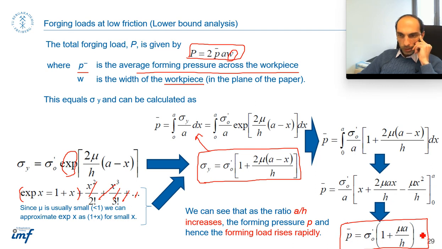What this equation shows is that the A to H ratio is important here, besides the mu or friction factor. I talked about it when I was talking about the flash part. So this A to H ratio determines the forming load or the forging load. If the A to H ratio increases, the forming load rises rapidly, and the flash on the forging part is a good example of this behavior.